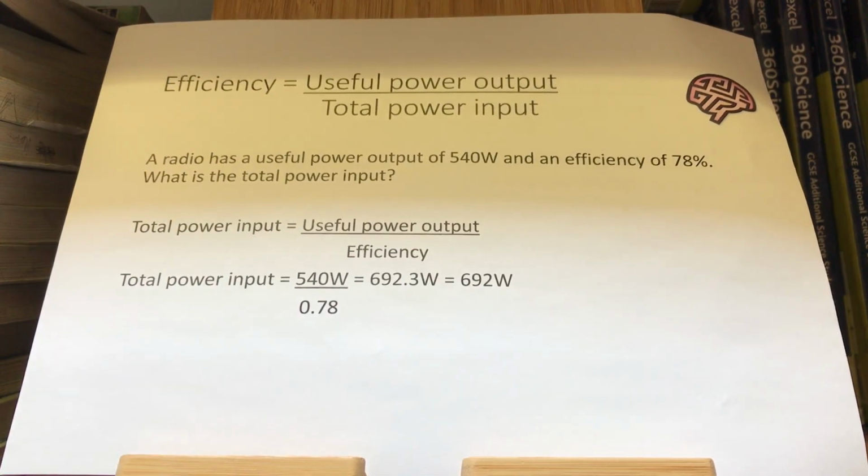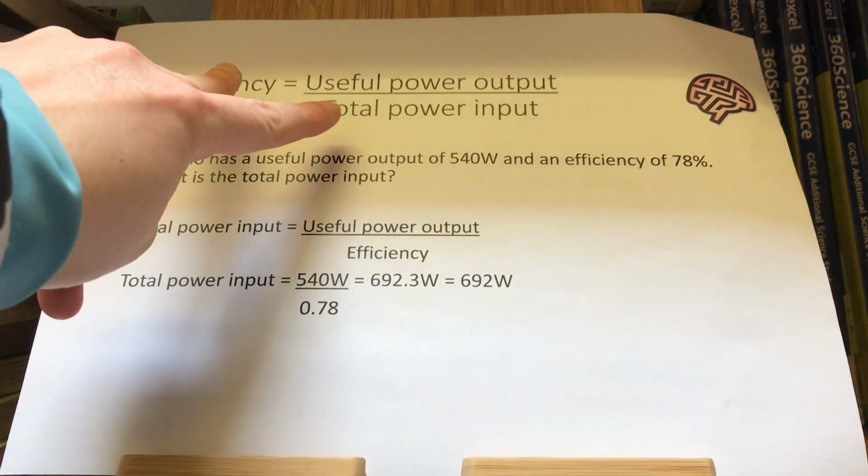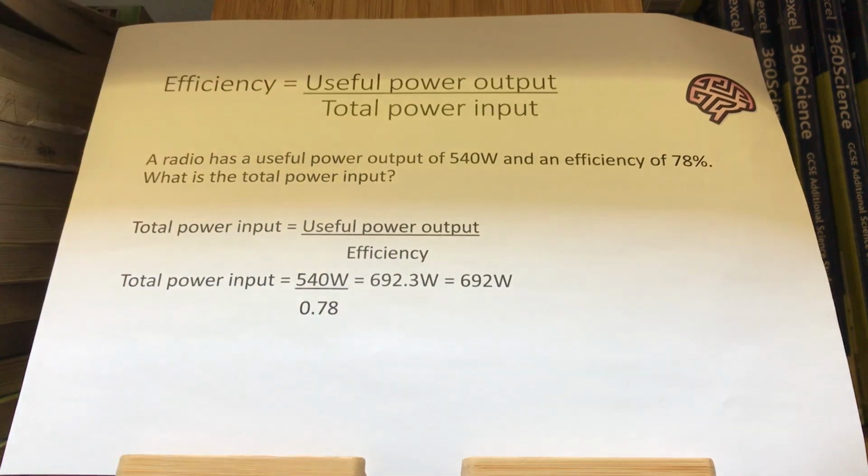So similar equation. Efficiency equals useful power output divided by total power input. A radio has a useful power output of 540 watts and efficiency of 78%. What is the total power input? So rearrange the equation again. We've swapped these two. Again, if you're not happy about doing this, you can do this in a formula triangle.